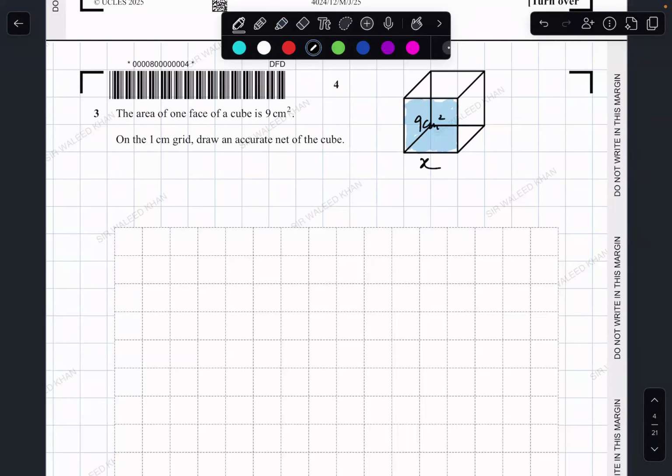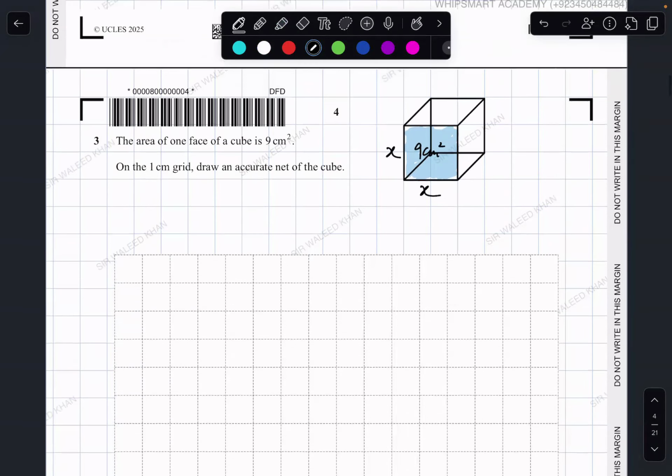And if we have x times x, so we can figure out the value of x, the length of it. So x times x is x square. They are saying that area of one face, that means area of square, is 9 centimeters square. That means x times x is 9. And x is equal to root of 9. So we have x as 3. Can't be negative, so 3. So we have 3 centimeters. The length of all the sides of this cube is 3 centimeters.